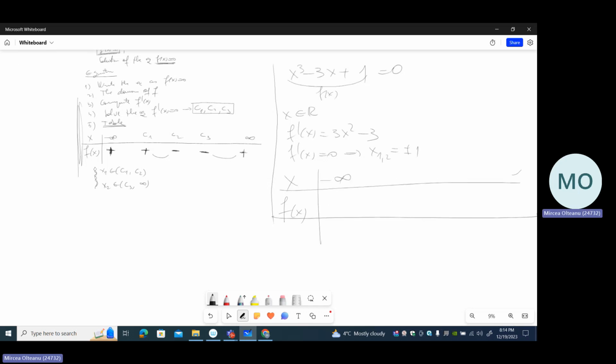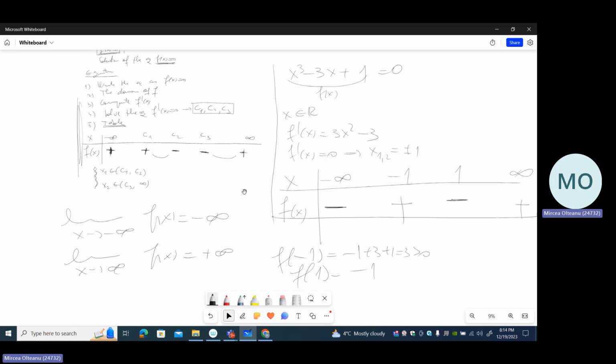The domain is the set of real numbers. Here the critical points were minus 1 and 1. And now let's see the sign of f on each element here. The limit at minus infinity of f of x is minus infinity, obviously, so this is minus. The limit at infinity is plus infinity, here it's plus. The value of f at minus 1: f of minus 1 equals minus 1 plus 3 plus 1, that is 3. So it's positive. And the value of f at 1 will be minus 1, it's negative.